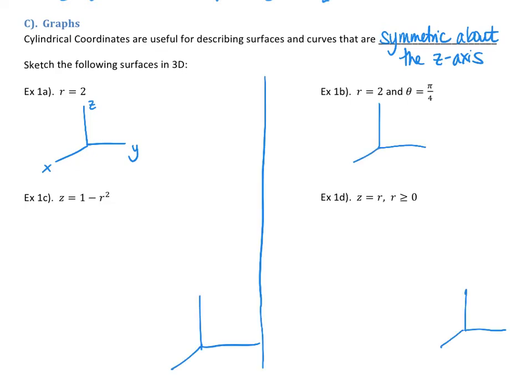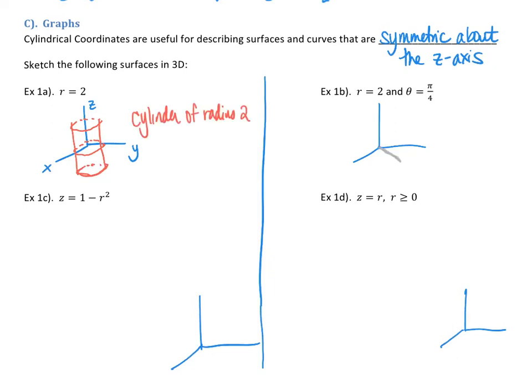All right, so the first one is saying that r is equal to 2, and theta can be anything and z can be anything. So if I am just looking in the xy plane, that would just be this circle of radius 2. But now z can be anything. So it's actually going to be this entire cylinder of radius 2 that's centered at the origin and opening along the z-axis.